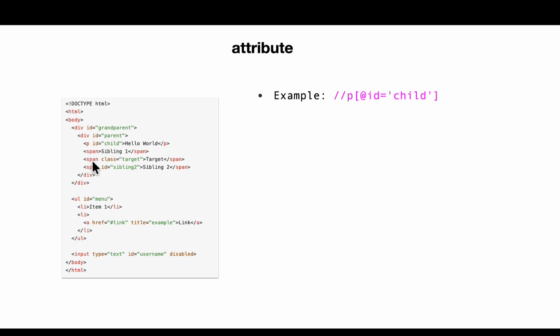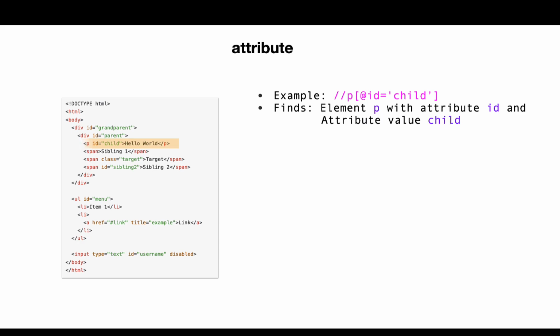Similarly, if you take the span down, the span has a class attribute and its value is target. Some elements will not have any attribute. Let's say body and HTML don't have any attribute. This anchor tag has an attribute called href and its value is link. So how does it help in identifying the element? If you see it highlighted, this XPath using the id attribute will select the p tag with the attribute id and attribute value as child.